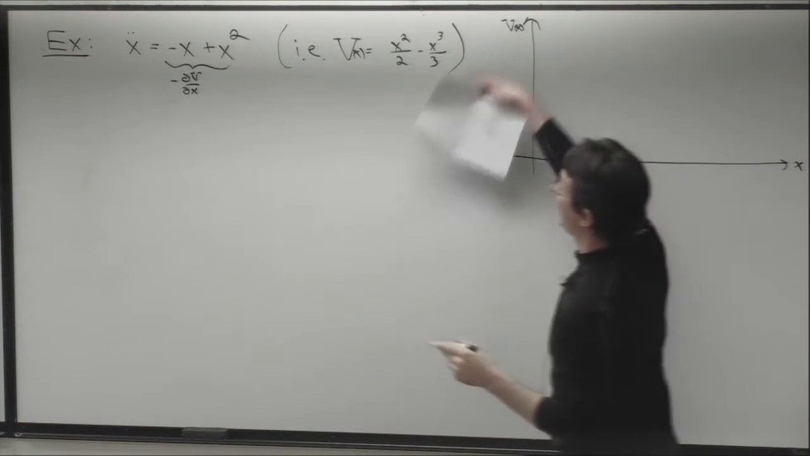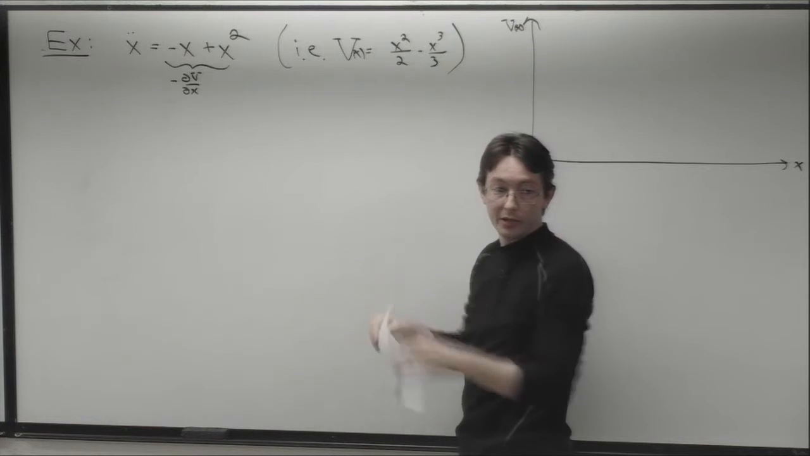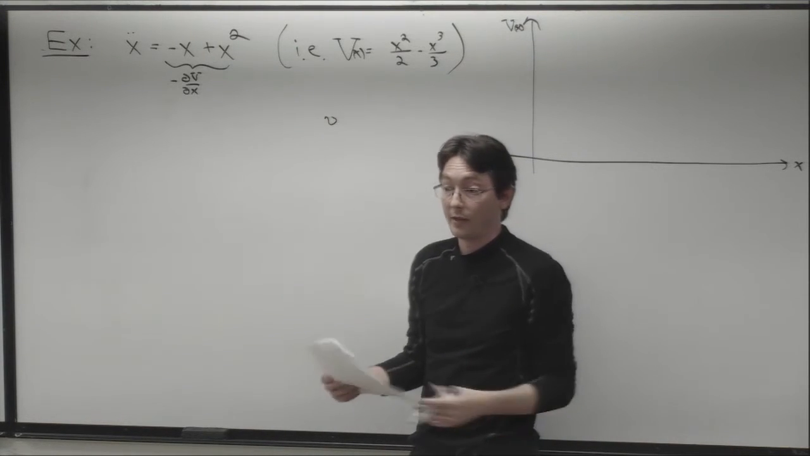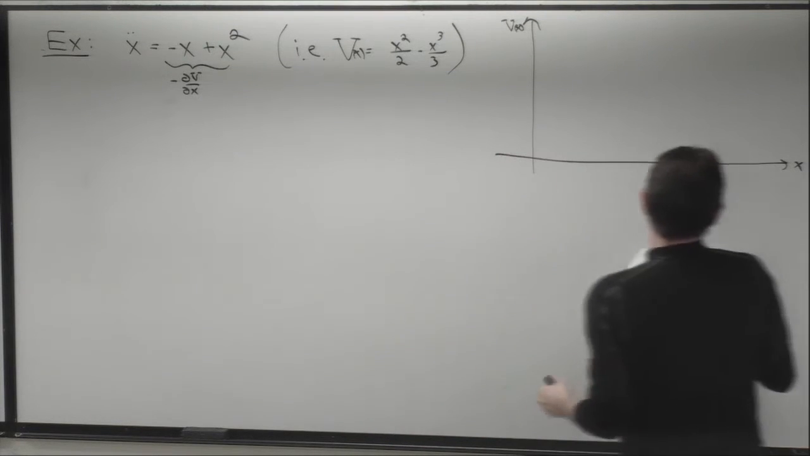So I'm going to use capital V with these little bars on top to denote the potential energy, and I'm going to use little script v to denote the velocity, because this thing has a velocity.